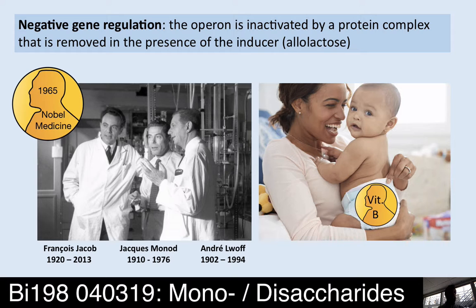The operon, which is the name of that gene, is an operational unit of DNA where all the genes work together to achieve a single purpose. The operon is inactivated by the repressor that gets removed by the presence of the inducer, which is the sugar allolactose. These three guys here, Jacob, Monod, and Lwoff, received the Nobel Prize for that.